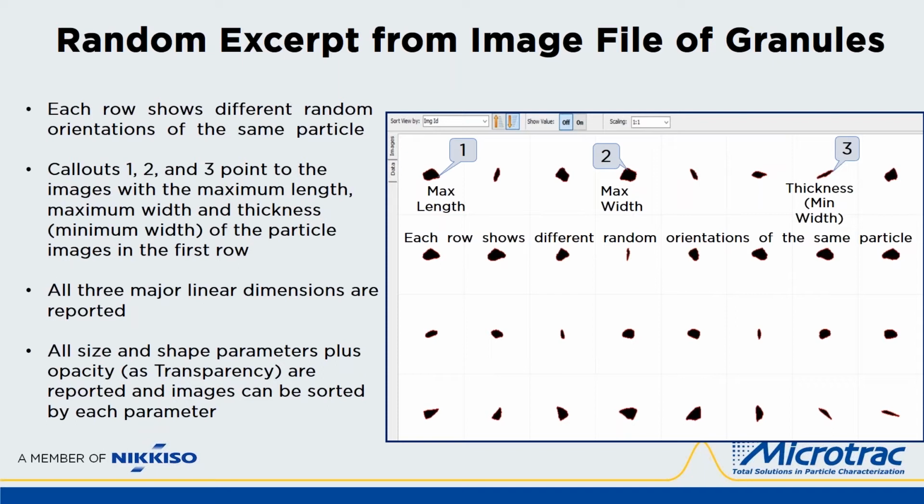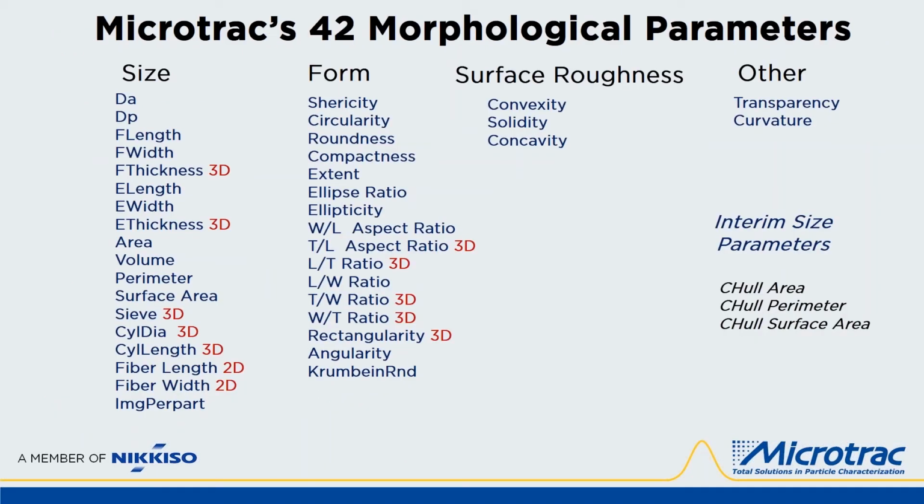All three of the major linear orthogonal dimensions of each particle are measured and reported, along with 39 other morphological parameters. This is the set of parameters Microtrac reports for its PartAn product line. Rather than go into each in any detail here, I'll describe in 4 general terms what they measure.